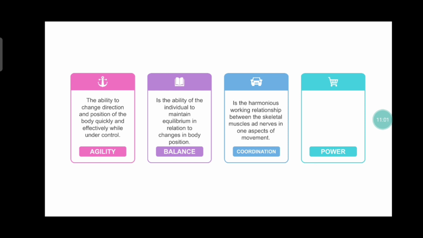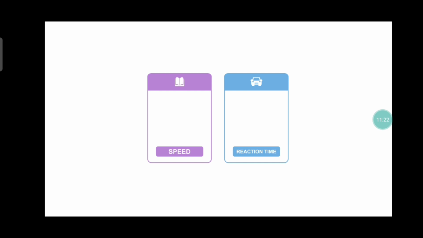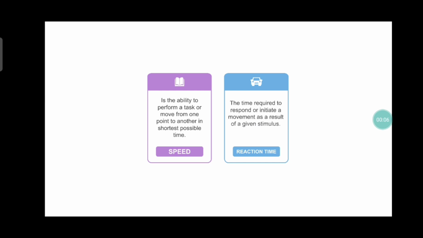Coordination is the harmonious working relationship between the skeletal muscles and nerves in one aspect of movement. Power is the ability to perform one explosive muscular effort in a short period of time, the product of strength and speed. Speed is the ability to perform a task or move from one point to another in the shortest possible time. Reaction time. The time required to respond or initiate a movement as a result of a given stimulus.